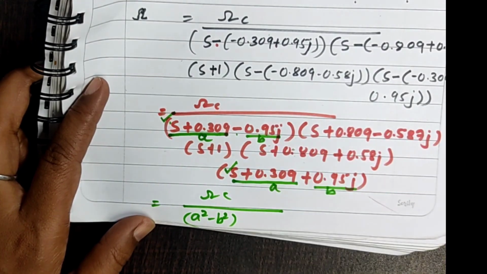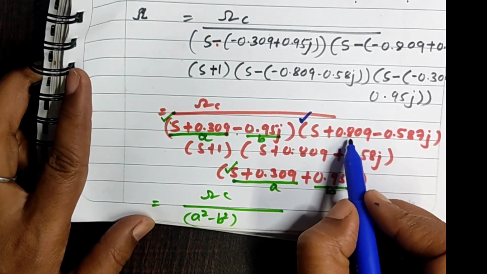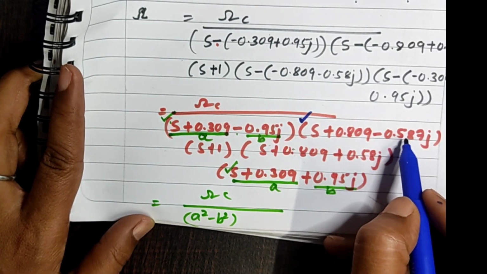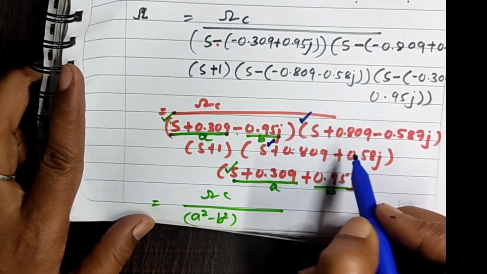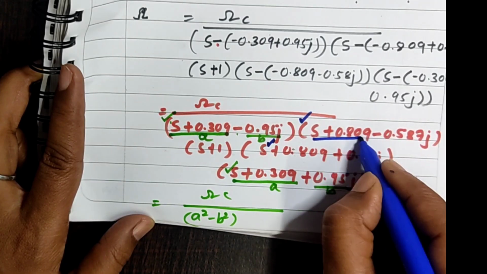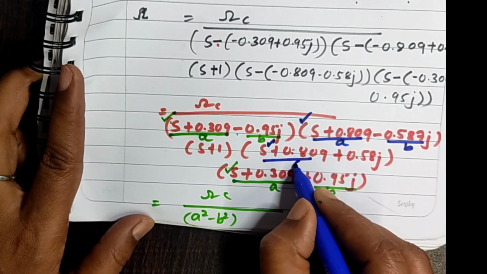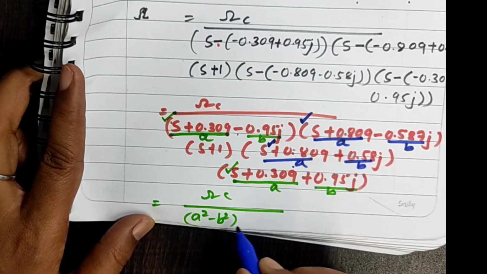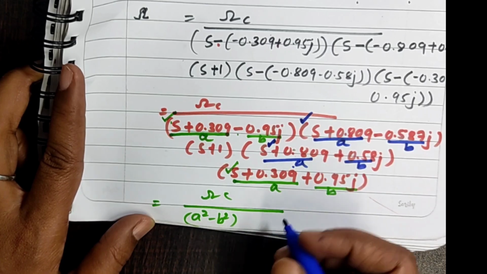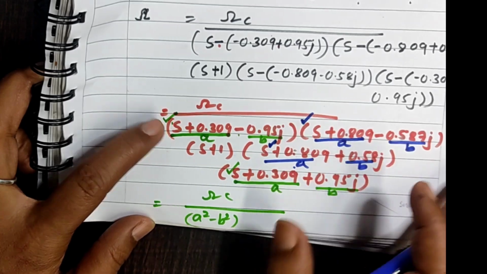In a similar way, this also we can check, which is S plus 0.809 minus 0.587 J. If you check this one with this one, both are almost the same. This part we can consider A and this part we can consider B. So similarly here A and B, it is A plus B, A minus B, which is again A square minus B square form. So this way we can simplify. Once we simplify this one, we get this after simplification.